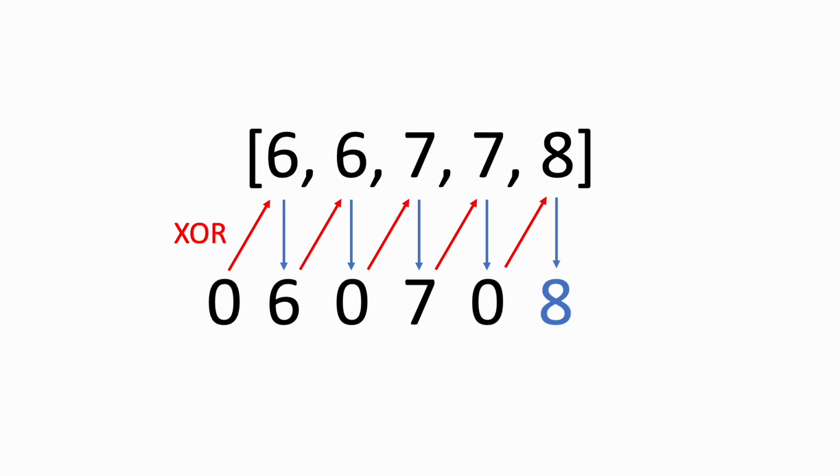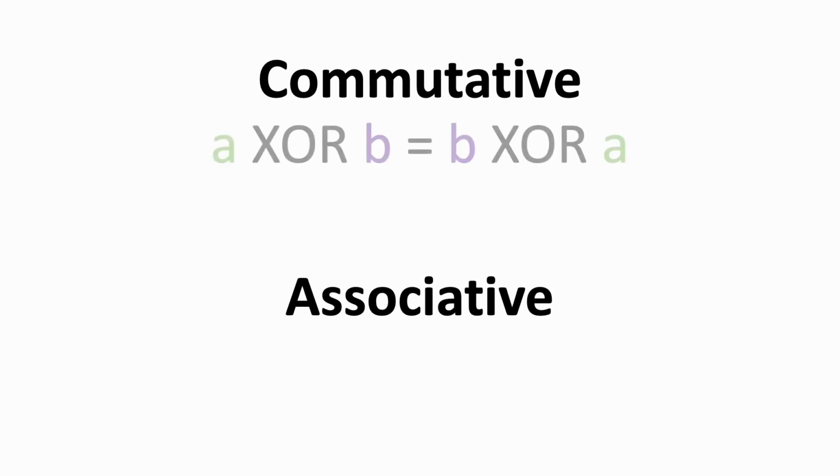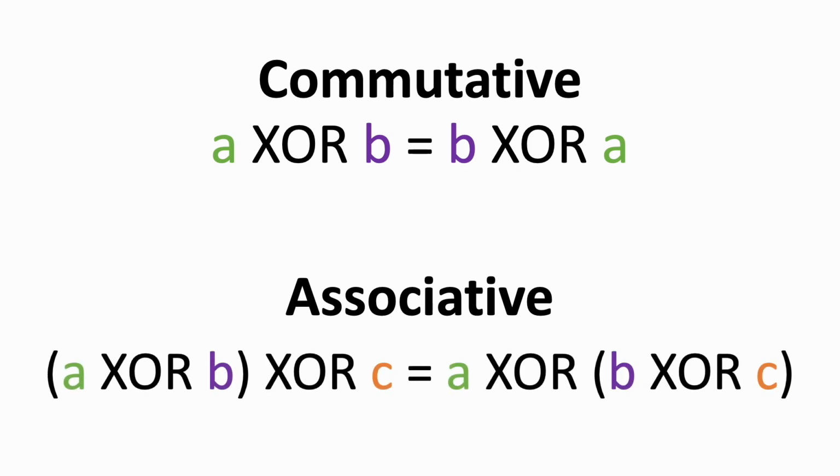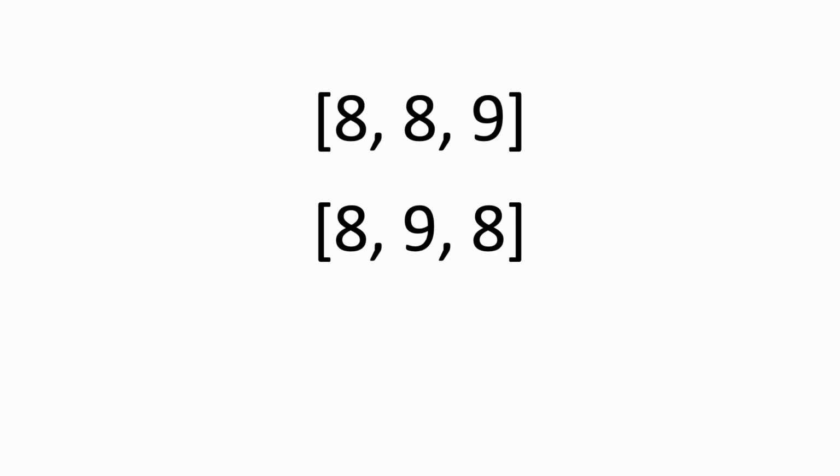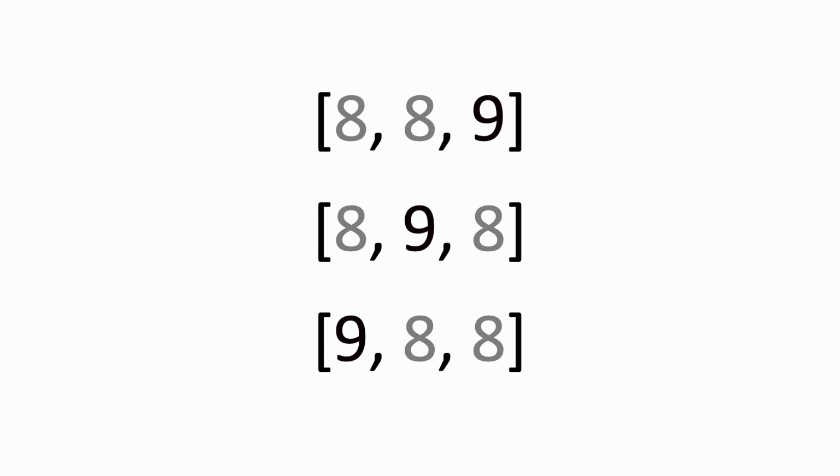Now you may be asking, will this still work even if the duplicate numbers aren't next to each other? And the answer is yes, it will still work because XOR is both commutative and associative, meaning that A XOR B is equal to B XOR A, and that (A XOR B) XOR C is equal to A XOR (B XOR C). This means that no matter what order the numbers are in, the numbers that appear twice will always end up canceling out to 0, and the final result will always be the single number.